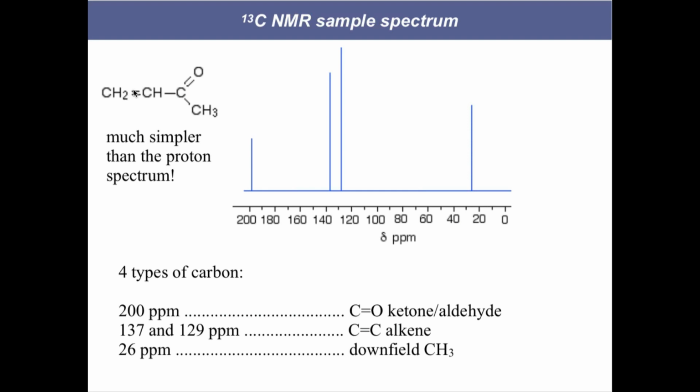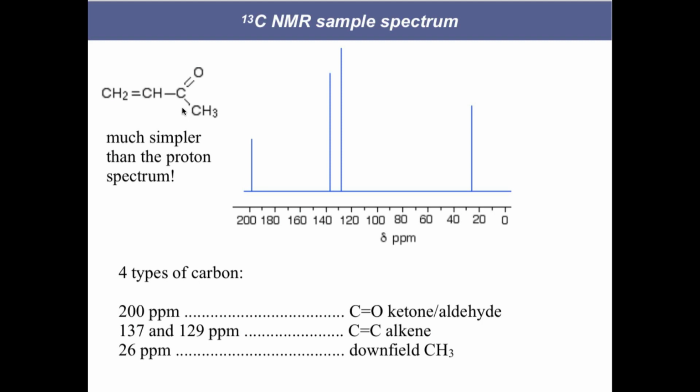This is exactly what we would expect. This carbon that's only got single bonds to carbon and it's a primary carbon, that is going to be our 26 ppm peak. The 2 carbons that are double bonded, those are going to be at 137 and 129. Again, the one that's closer to the carbonyl is probably going to be the more downfield one. And then we've got our carbonyl carbon, our C double bond O. That's going to be the farthest downfield at 200.